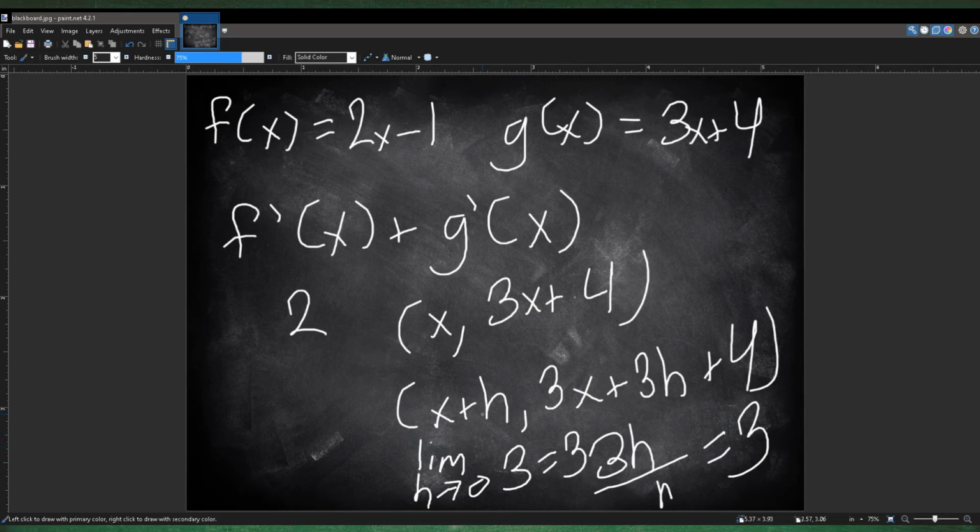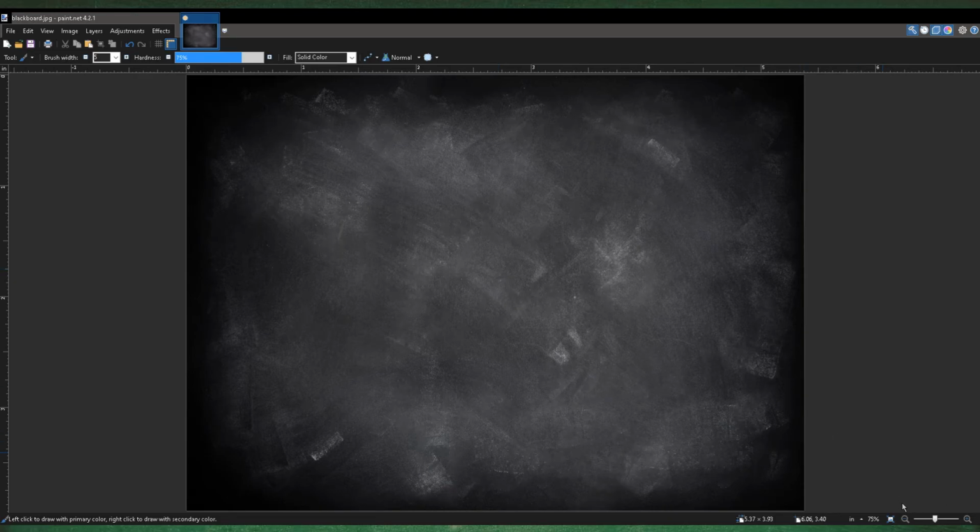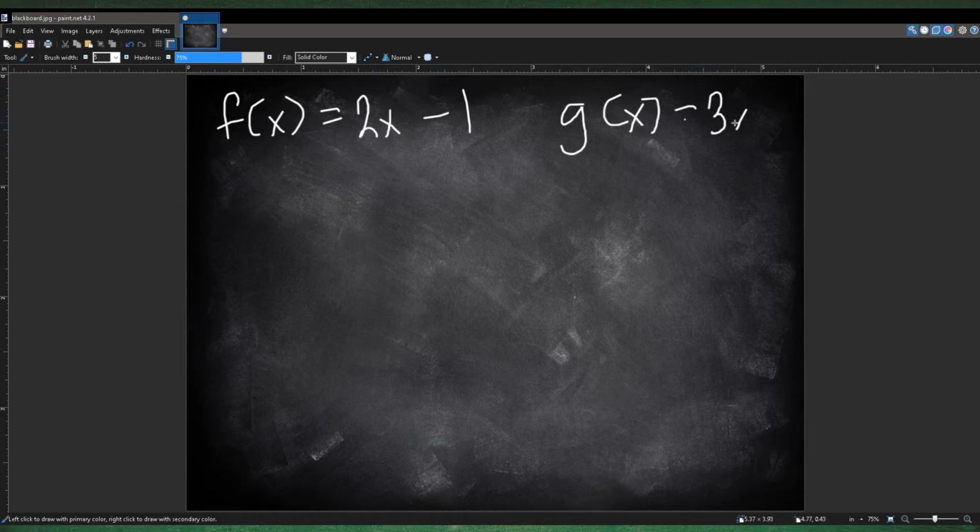So we just have the derivative of g of x is 3, I'll write it right here. So 2 plus 3 is 5. So the derivatives just follow the same rule. It basically follows the same basic algebra, as I showed before with the constant and the adding. And now we could also just do the subtraction. So we have f of x, 2x minus 1, and g of x, and that's 3x plus 4.